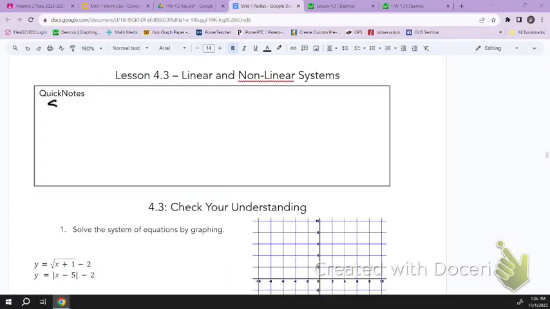We're all just so amazed by that last graph. Solving systems with a graph. We just did that.